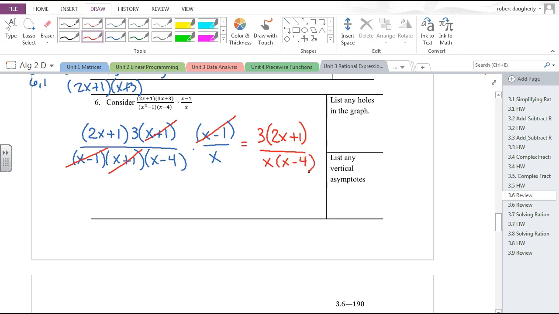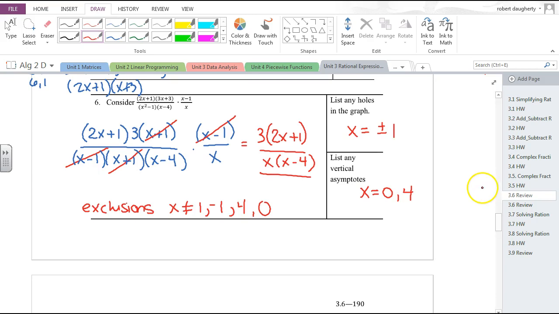Okay. Now, what were my original exclusions? So my original exclusions, where x cannot be what? 1, negative 1, 4, and 0. What are the ones that remain in my final answer? In my final answer, 0 and 4. So there will be vertical asymptotes at 0 and 4. So holes in the graph will be those exclusions that went away. So x equals plus or minus 1, those will be holes in the graph, or places where the domain does not exist for this function.